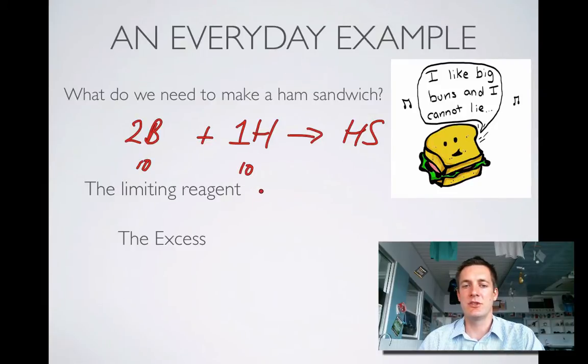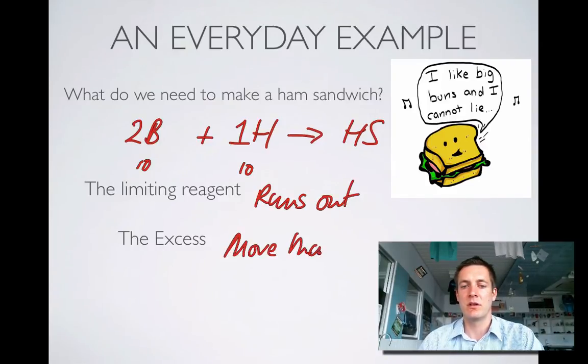So the limiting reagent runs out before the other one. In the excess, there's more than enough, as the word suggests. But when we're trying to decide later on how much product we're going to form, or in other words, how many ham sandwiches we can make, we can only base that on the one that runs out. So it doesn't matter how much bread I've got. If I've only got 1 slice of ham, I can only make 1 ham sandwich. That's what we mean by a limiting reagent.